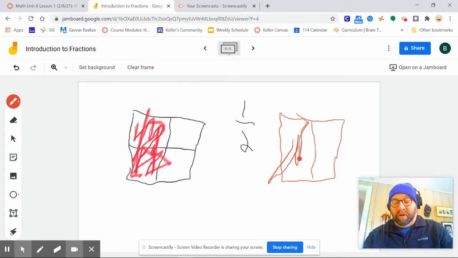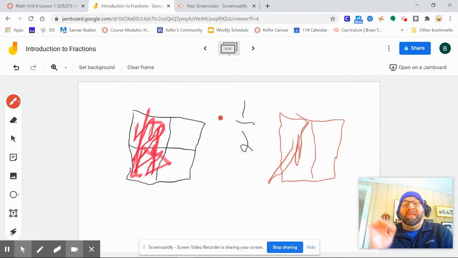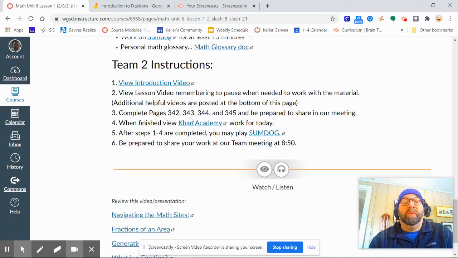So this is your introduction lesson into fractions, and you can pause the video, you can go back and play the video again, whatever you need to do. This is the stuff that's going to help you work with your math. So you're going to continue on, and you are going to work through pages 342, 343, 344, and 345. Once you finish those pages, you can jump on Khan Academy. And then after you do that, you can jump on Sundog.